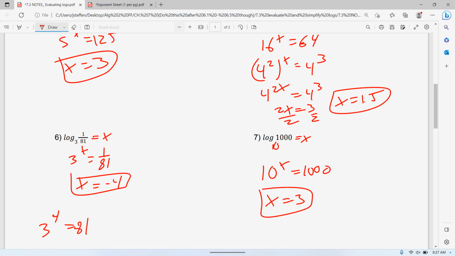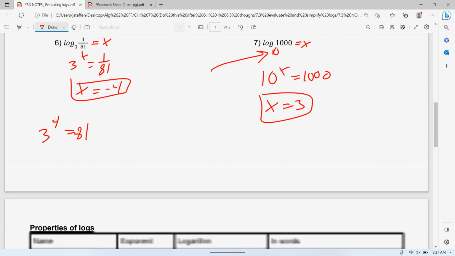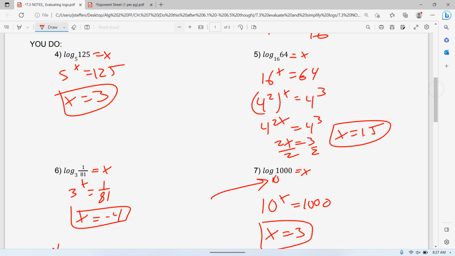Lastly, number 7, make sure you're putting that as log base 10. Remember, if there's not a base number in there, it's got to be 10. You don't actually have to put the 10 in this spot here if you don't want to write that out, but I would highly encourage it until we get used to logs. Any questions on those before we move on?